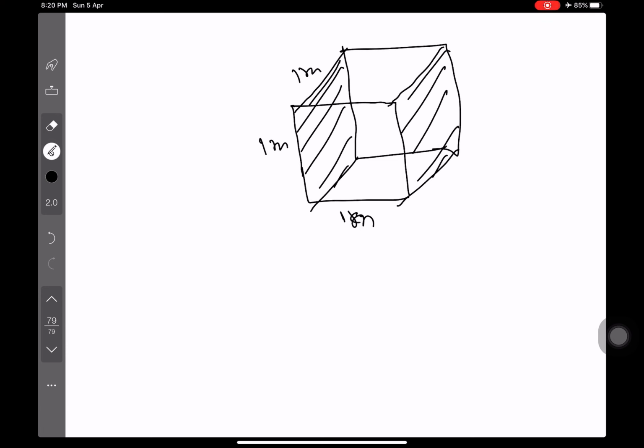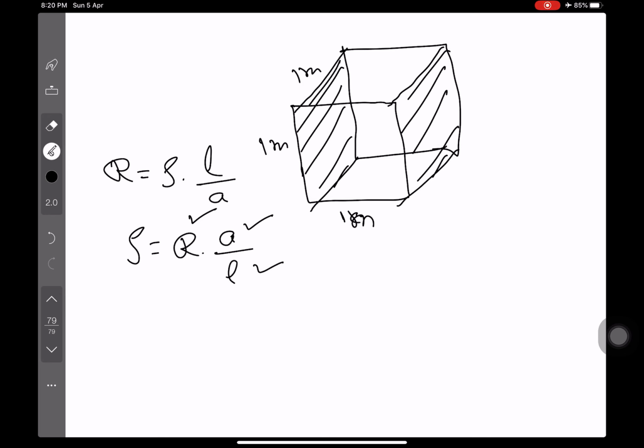Now, units of specific resistance or resistivity. From the equation R equals rho into L by A, we get rho equals R into A by L. Therefore, units of rho equal units of R into units of A over units of L. Therefore, SI units of specific resistance or resistivity are ohm meter square over meter, that is, ohm meter. So these are the units of specific resistance or resistivity.